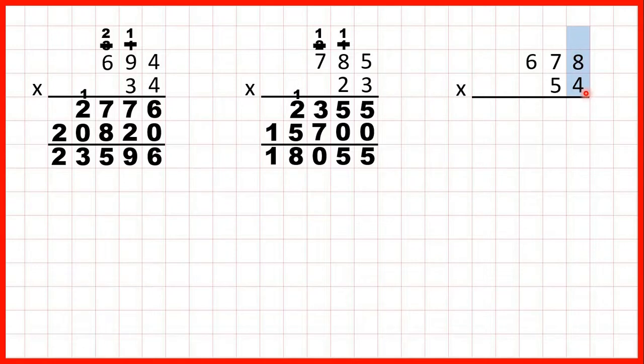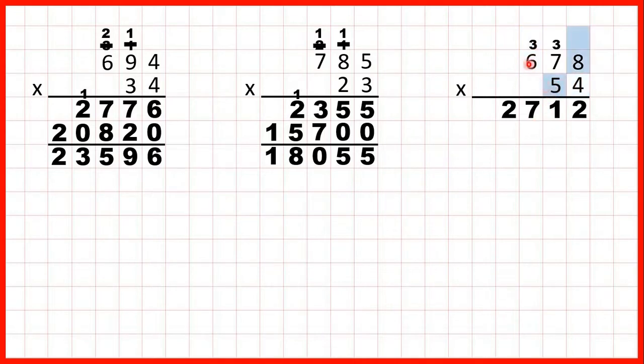8 times 4 is 32, so 3, 2. 7 times 4 is 28, plus 3 is 31, so 3, 1. 6 times 4 is 24, plus 3 is 27, and we don't have anything else to multiply on the left, so we can write the 27 in our answer line.